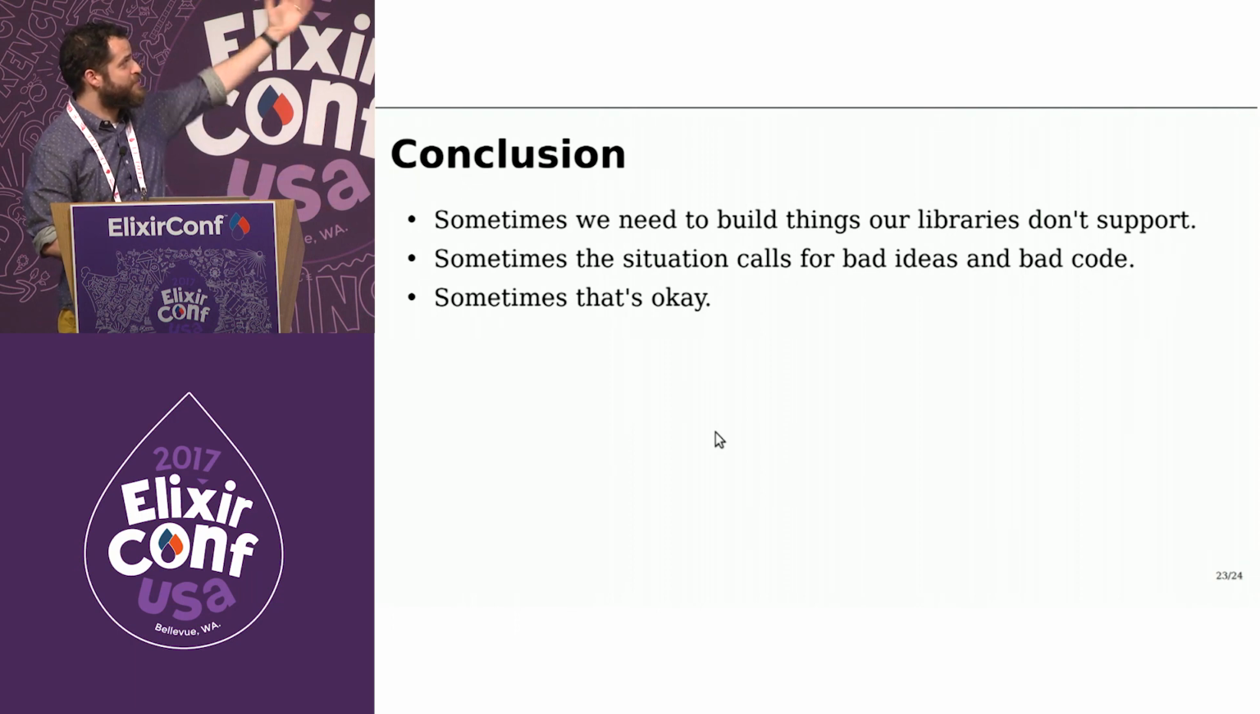So the conclusion is sometimes we need to build things that our libraries don't support. Sometimes the situation calls for bad ideas and bad code, and sometimes that's okay.